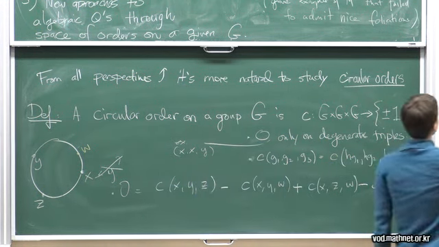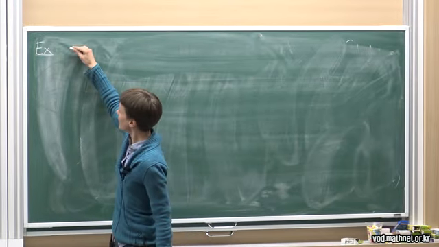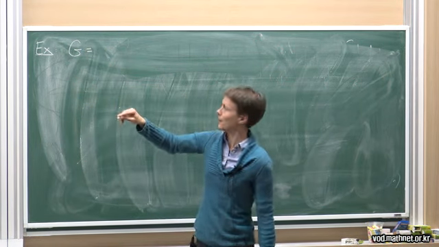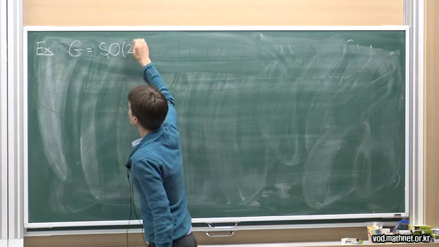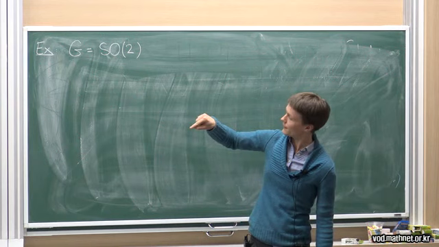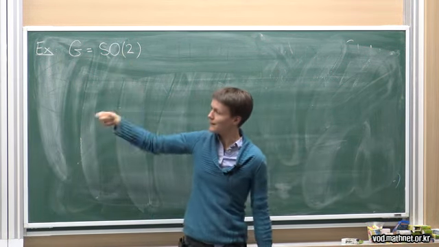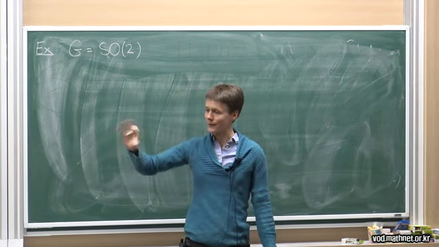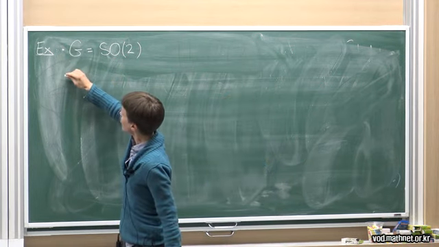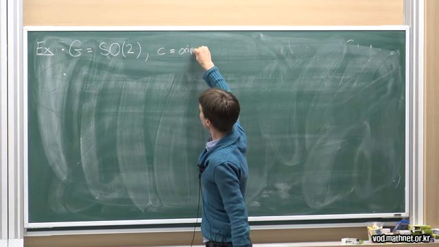Let's do some examples. What kind of groups admit circular orders? Well, you would hope if G is the circle, then it admits a circular order. In fact, that's true. The usual orientation cocycle function on triples of points in the circle gives you a left invariant circular order. Right? It's invariant under rotations' orientation. So that's a nice example. So C equals usual orientation.